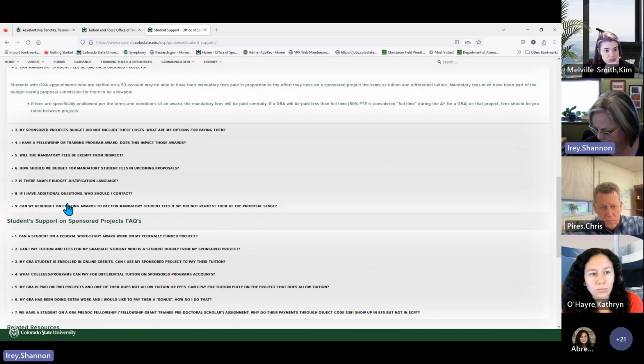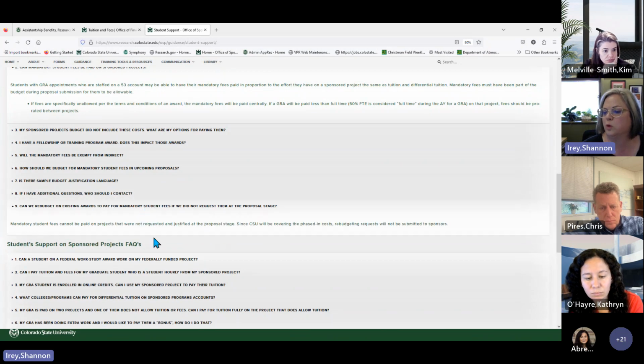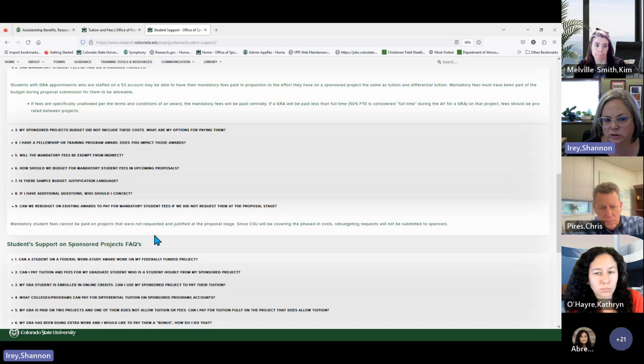Let's see, what's another good one here. Can we rebudget on existing awards to pay for mandatory student fees if we did not request them at proposal stage? Mandatory student fees cannot be paid on projects that were not requested and justified at the proposal stage. So we're having this phased in approach. I'm hoping that y'all were including mandatory fees on anything that you proposed for starting this spring.